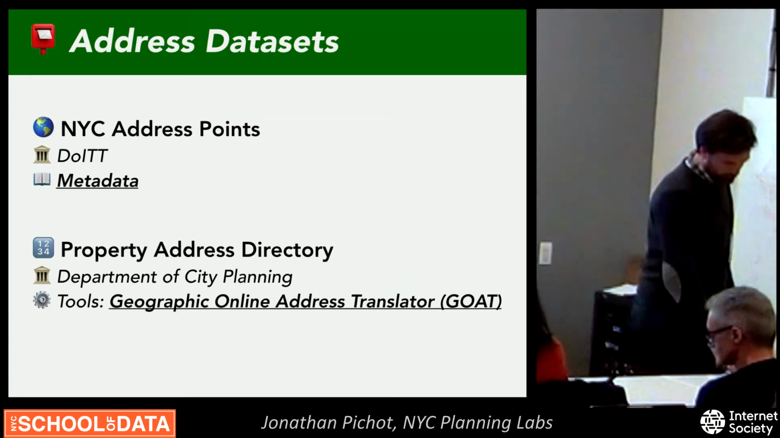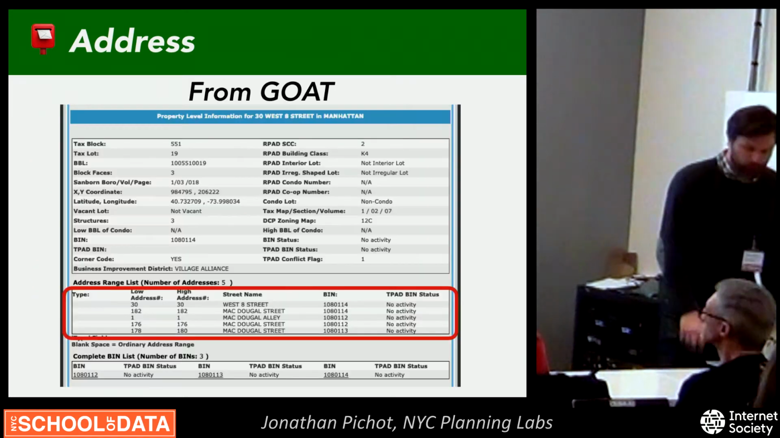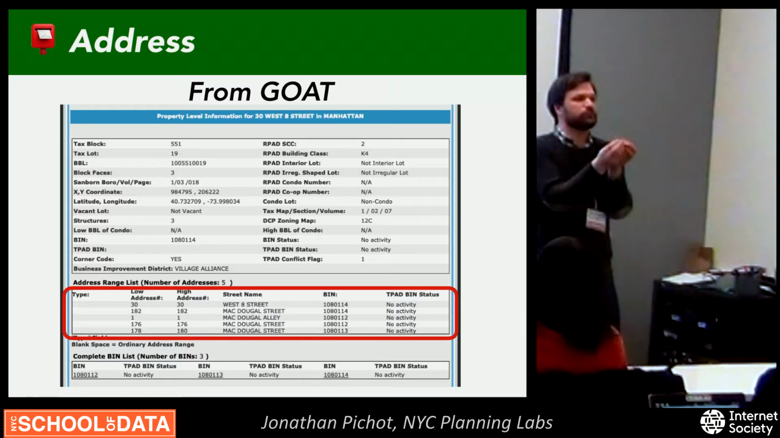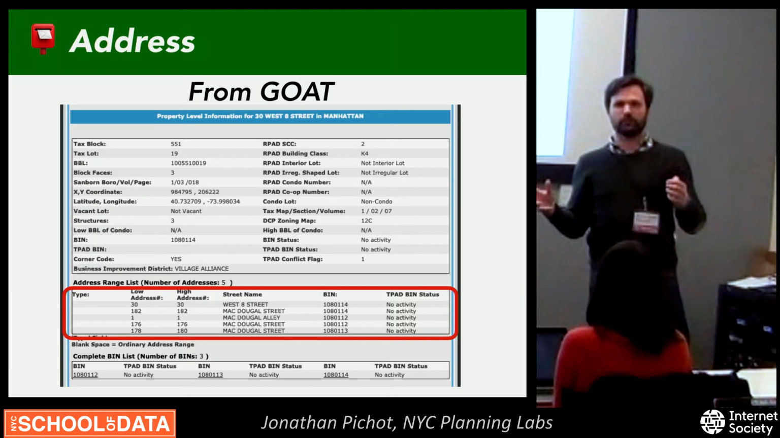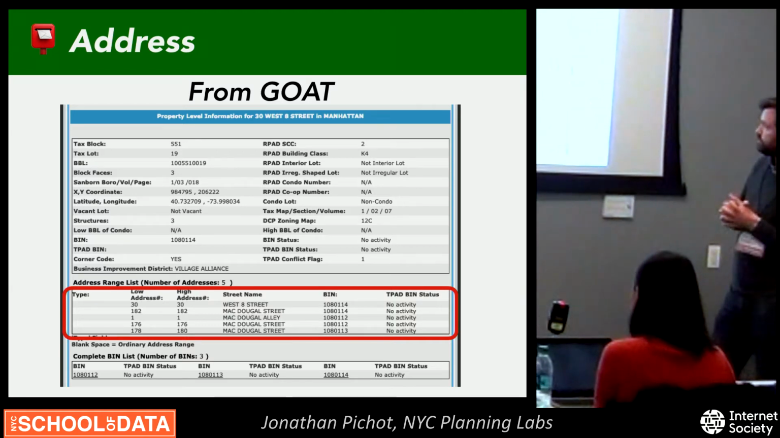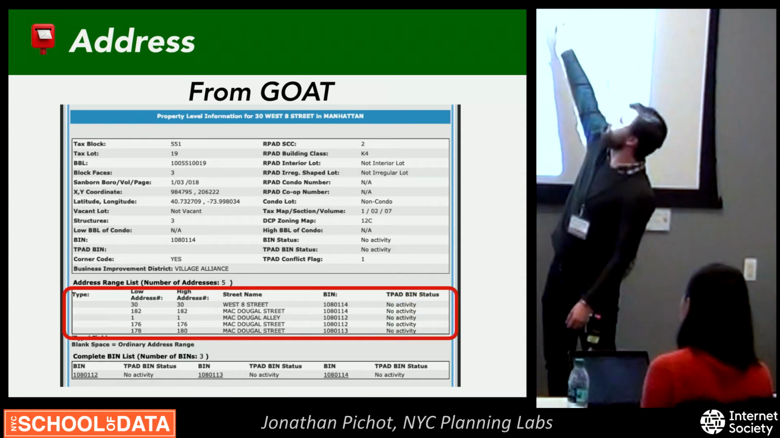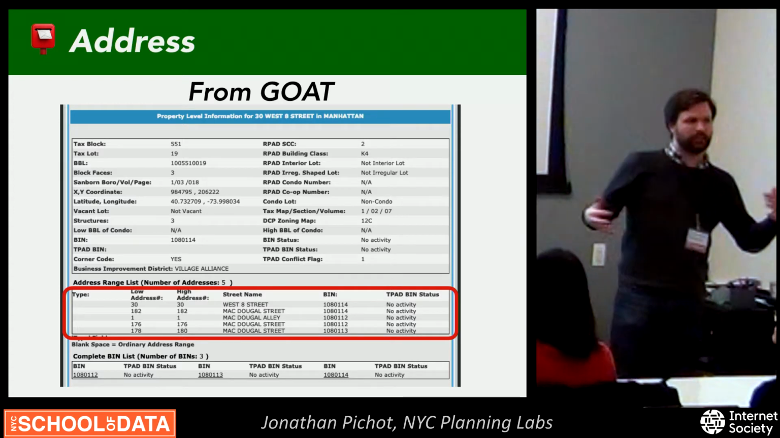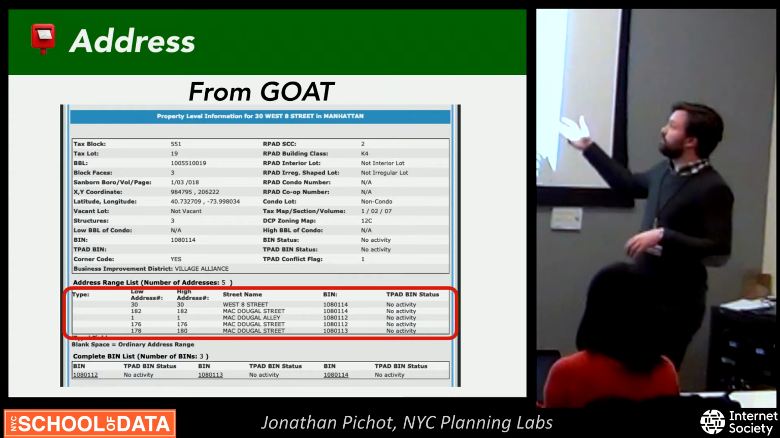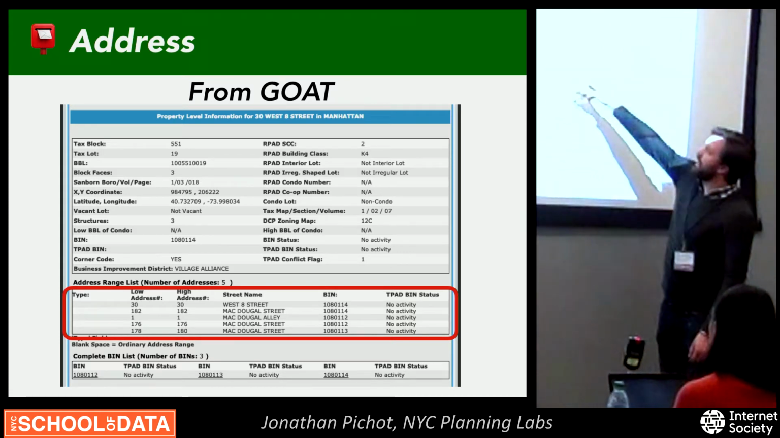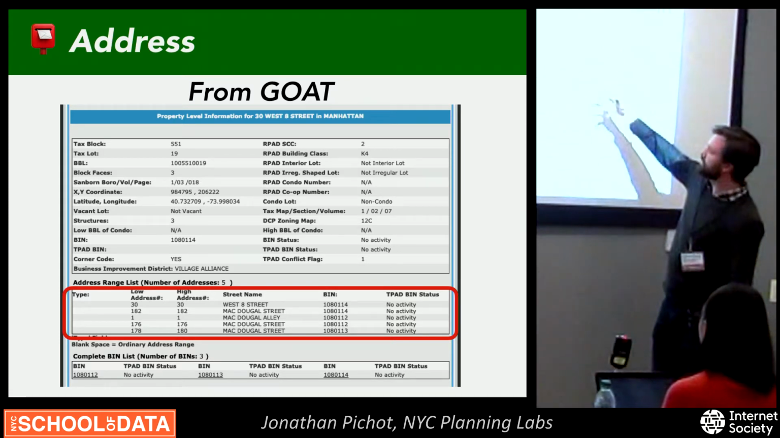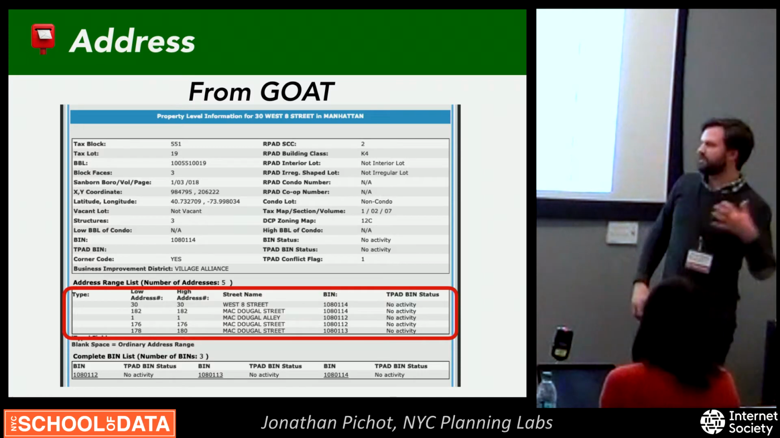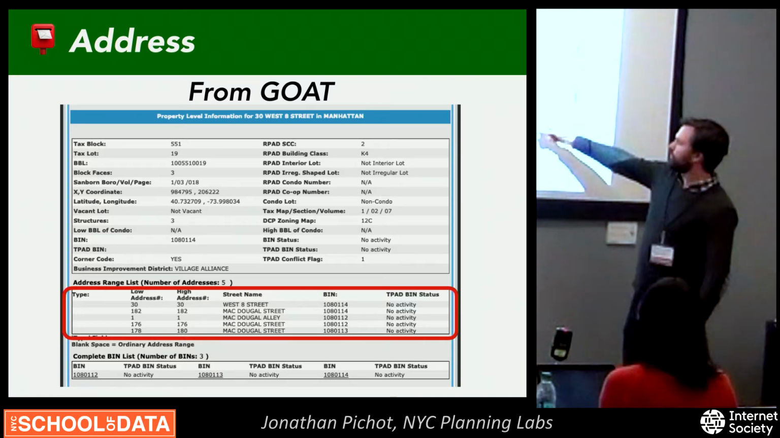And this is where we're going to talk more specifically about GOAT. GOAT is an online tool that City Planning produces where it takes addresses and really starts to show you how all those connect with all these other identifiers we talked about, even some more that we're going to talk about soon. So here I searched for 30 West 8th Street in Manhattan, which was the entrance to Stumptown. But you'll notice that it gives me address ranges. GOAT, which references the property address directory, is showing 3 bins.